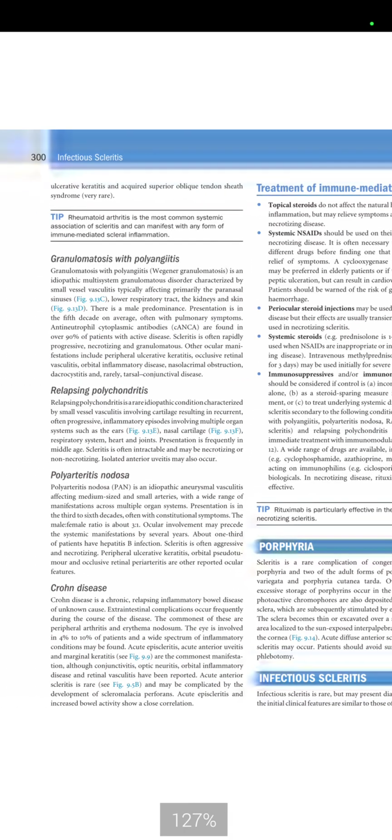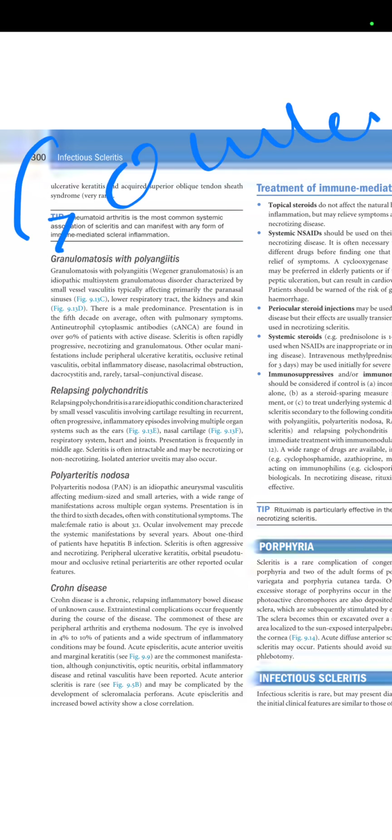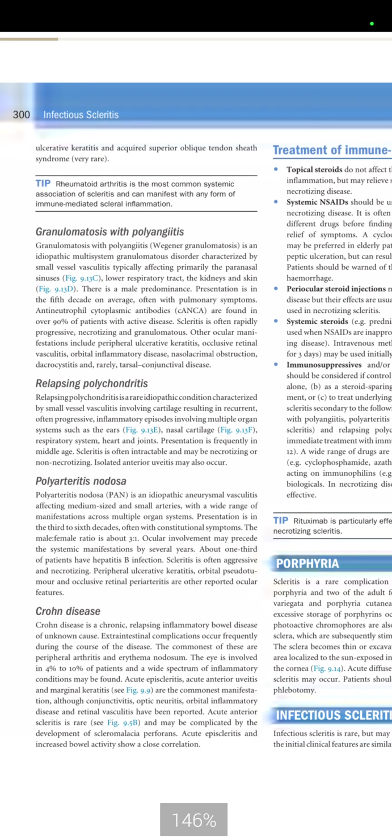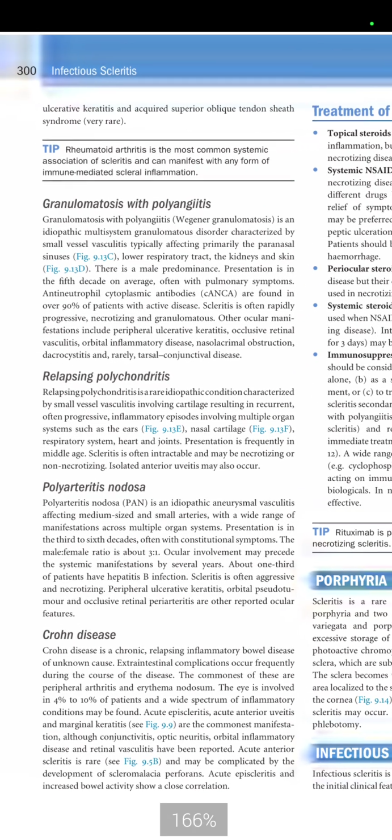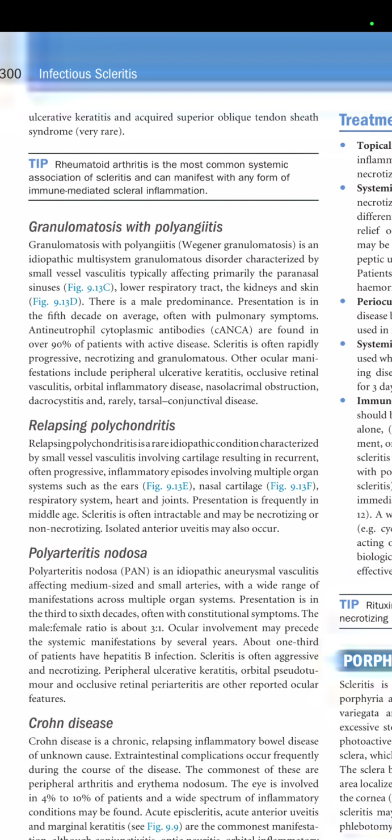So next is granulomatosis with polyangiitis. It is very important in ocular disease. You must know all the ocular manifestations of granulomatosis with polyangiitis. It is also one of the orbital inflammatory disorders. Granulomatosis with polyangiitis, previously Wegener granulomatosis, is an idiopathic multisystem granulomatous disorder characterized by small vessel vasculitis, typically affecting primarily the paranasal sinuses.